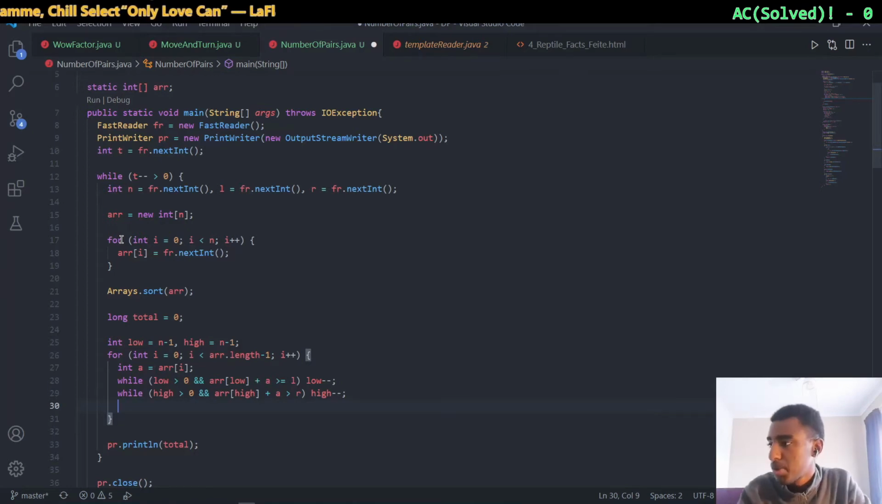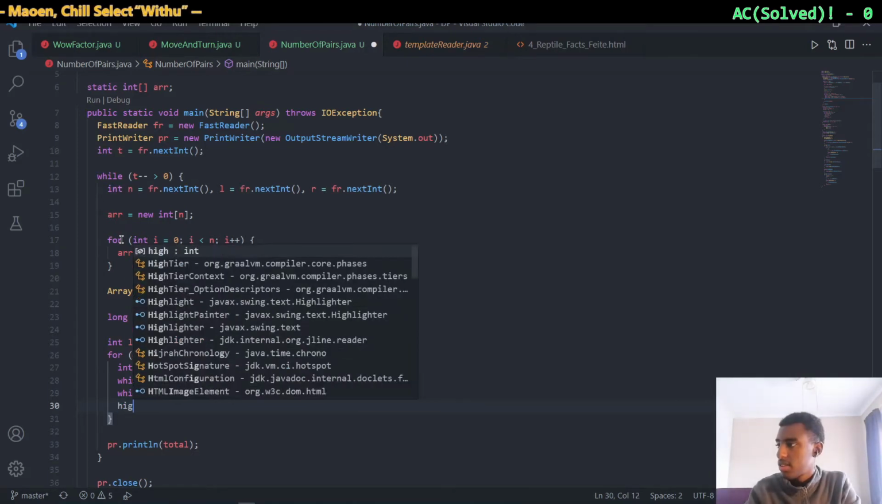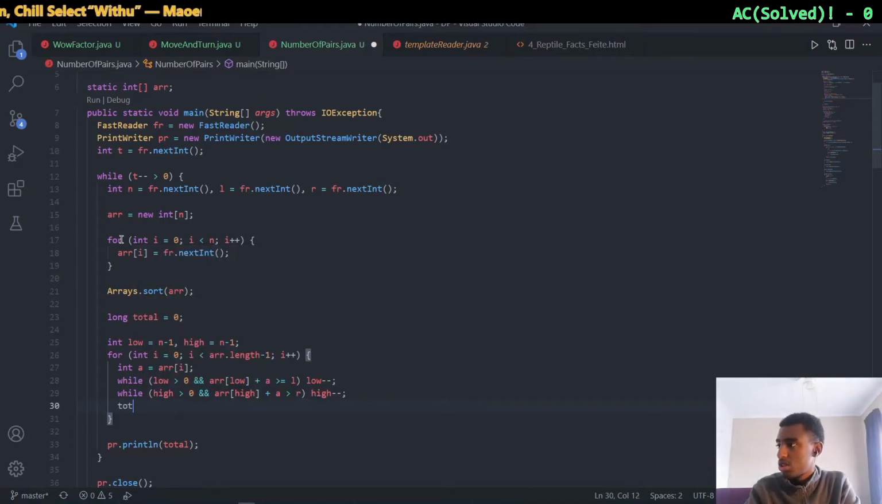Well, I mean, it could be more efficient to do high first. If we do high first, then we start low from high minus 1, so that we don't have to waste our time checking those values. But let's see if this works first of all. So let's see, total plus equal high minus low. Yeah, I don't need to minus 1 because I'm subtracting even if it's equal to L.